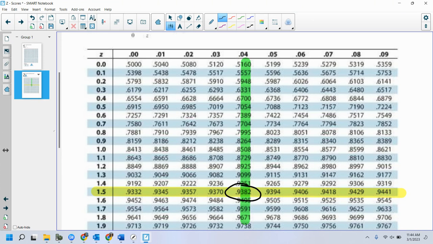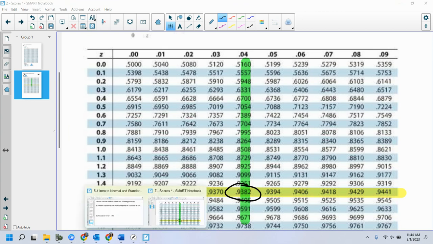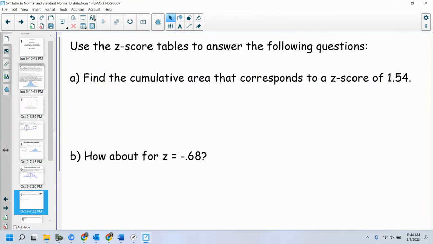Okay, and then we can equate this directly to percentiles too. You guys ever look at your MAP scores that you got a while back? Everything was based on the percentile, right? You had a raw score and then you had a percentile score. That's all this is. And it's all a normally distributed test for MAP scores as well. So 0.9382. What about for z equals negative 0.68?